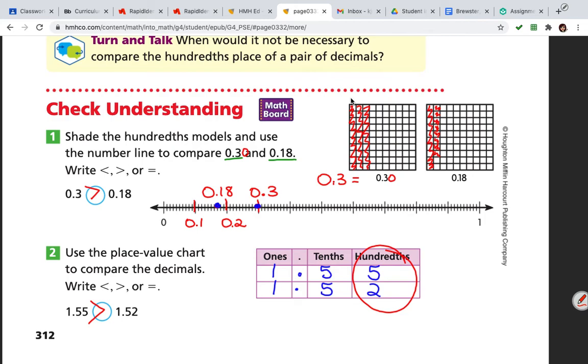Guys, whenever we do decimals, I'm going to keep going back and referring to it as money. So which one would you rather have? $1.55 or $1.52? So $1.55 is greater than $1.52.